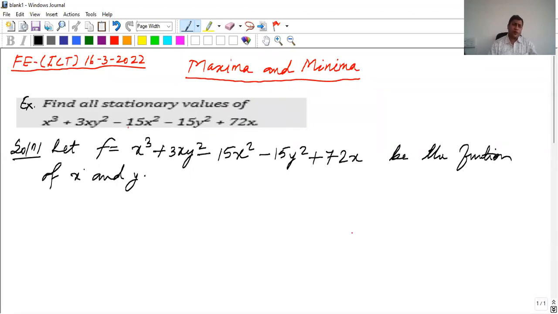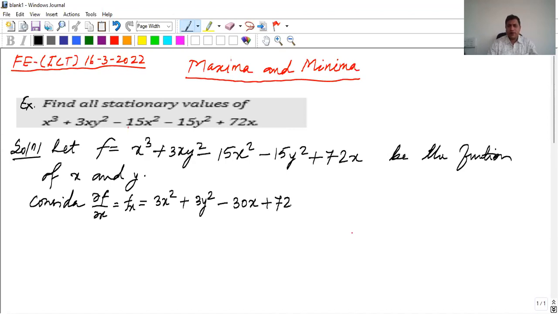Now, the first step is to find the first order derivatives of f with respect to x and y. So we consider dou f by dou x, this is fx. Differentiate this function with respect to x partially. This will be 3x square plus 3y square minus 30x plus 72. Are you getting this derivative? Yes, sir.